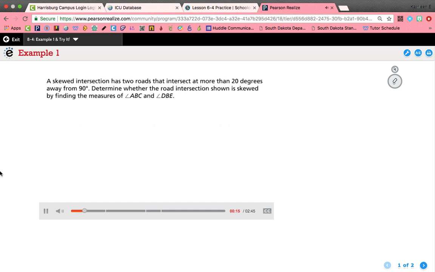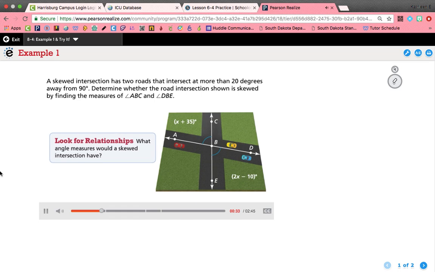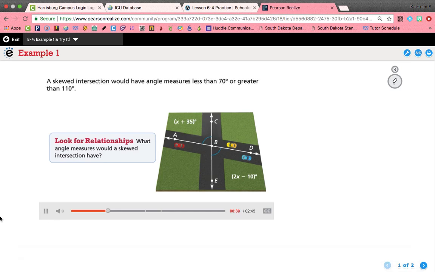A skewed intersection has two roads that intersect at more than 20 degrees away from 90 degrees. Determine whether the road intersection shown is skewed by finding the measures of angle ABC and angle DBE. Look for relationships. What angle measures would a skewed intersection have? A skewed intersection would have angle measures less than 70 degrees or greater than 110 degrees.